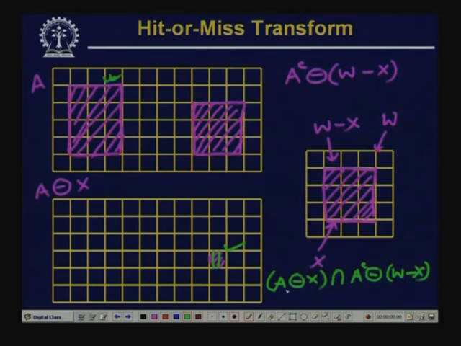So, this operation, that is A erosion with X intersection with A complement erosion with W minus X, this is what is known as the hit or miss transform, and this hit or miss transform is used to locate an object of a given shape and size within a given image.